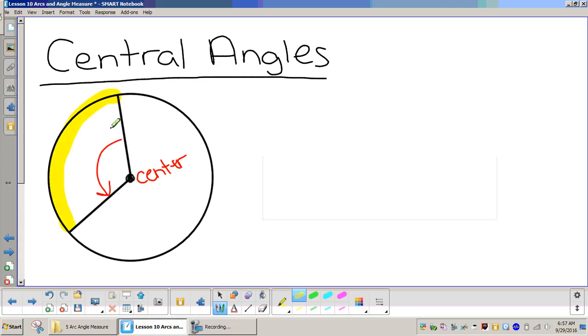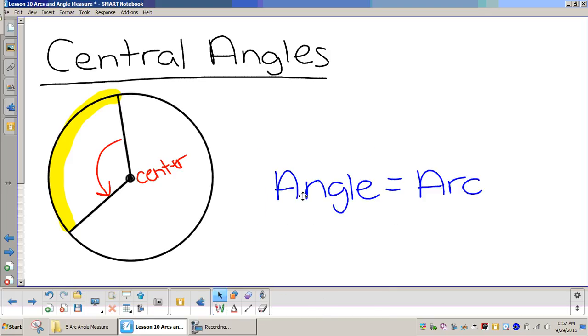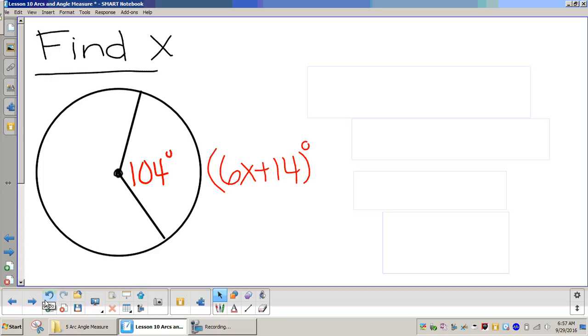So this angle and these sides of the angle create this yellow arc, and the relationship is that the measure of the angle is equal to the measure of the arc. So if the angle is 80 degrees, the arc is 80 degrees. If the angle is 90 degrees, the arc is 90 degrees. So if we see a central angle and we have some expressions and some measures, we can do some setting up of equations and solving using the relationship that the angle is the same size as the arc it creates.